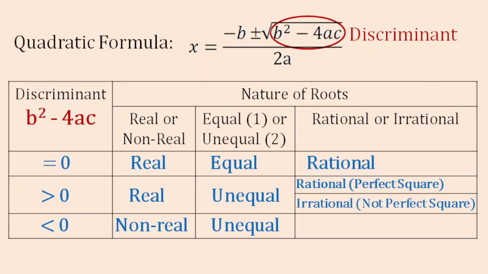I understand that it is not that easy for us to memorize this table, but in order for us to understand these words, real, equal, unequal, non-real, rational, and irrational, we will include the entire quadratic formula in our computation, and we will see how this part, b squared minus 4ac, which is the discriminant, plays out in our computation.